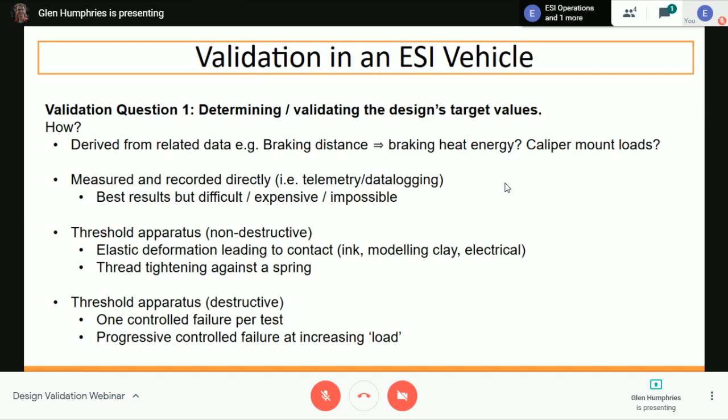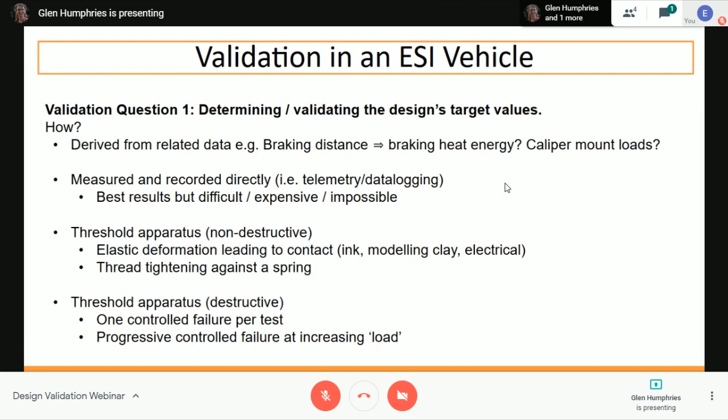Okay, other options for getting these values. Measured and recorded directly. So what we're talking about there is telemetry, data logging, the fancy pants electronic stuff. Now, of course, this depends a lot on team budget, the team's electronics and data logging capabilities. Hint there, the more you can learn about telemetry and data logging, the more you're setting yourself up to succeed in the coming world of engineering, which should be obvious is becoming a lot more electronic. And it's a very good project to learn that on.